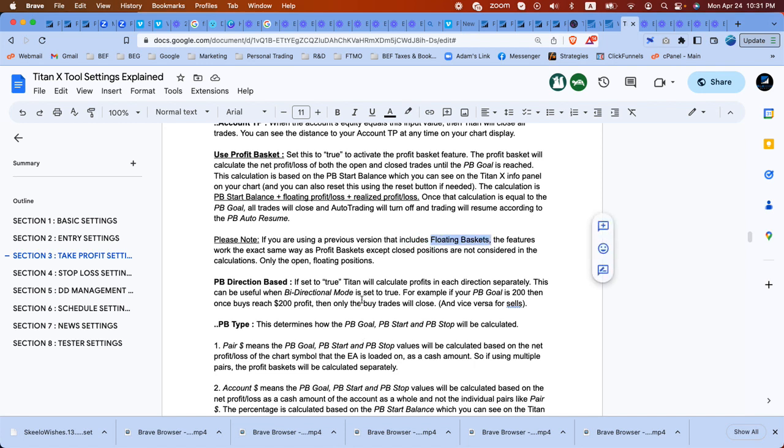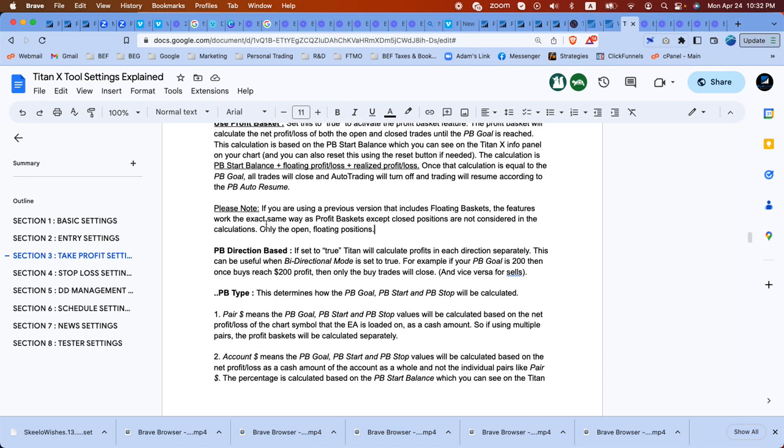So really, what we've done here is we've combined the floating baskets and the profit baskets in order to reduce redundancy and just to make everything as efficient as possible. And the profit baskets and floating baskets are the exact same thing. The only thing that makes floating baskets different is that there's no take profit or stop loss set, and so it's only calculating based on the floating profit loss. But you can, again, accomplish the same thing as any previous floating basket settings using the profit baskets.